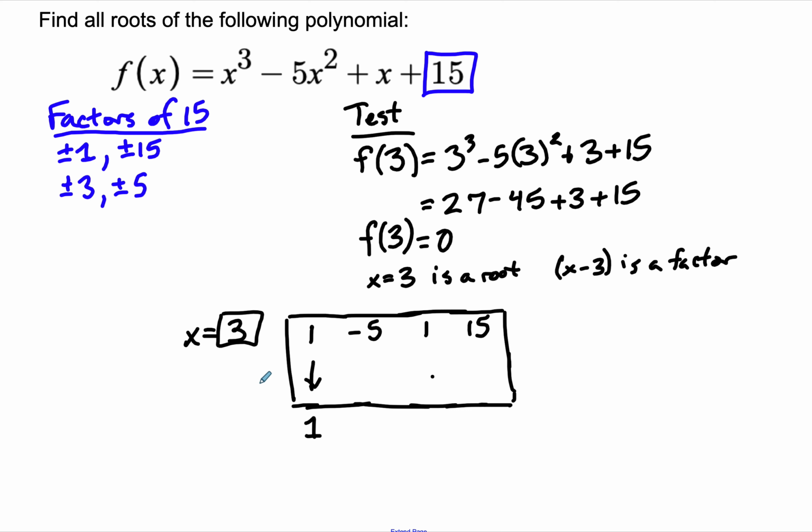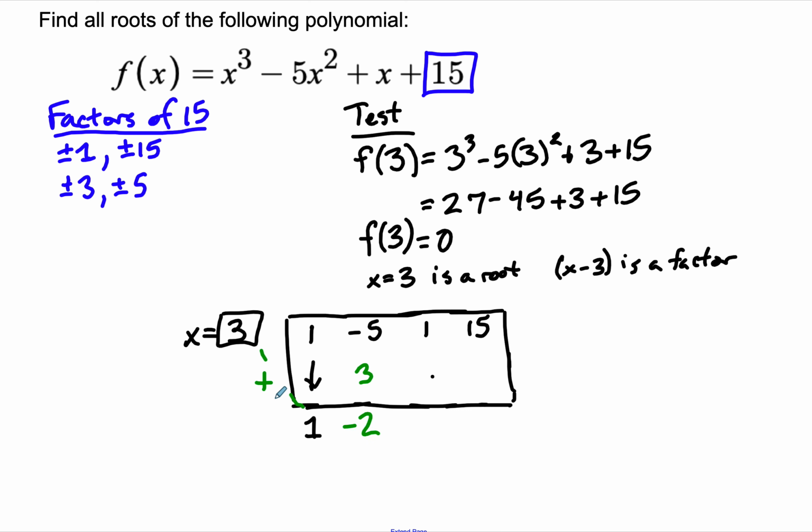Now, this is kind of the crucial part. I'm going to put a plus sign here, and we'll see why in a second. And here's the motion. 3 times 1 gives me 3. So I record my answer, right? I go over here. That gives me 3. Negative 5 plus 3 is negative 2.